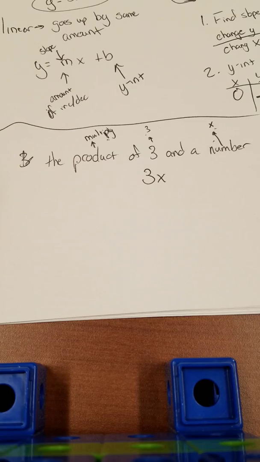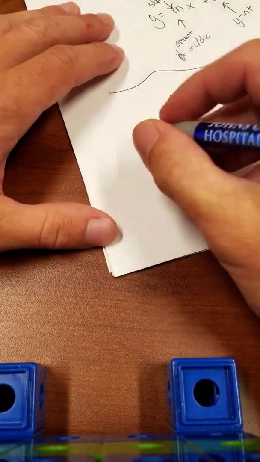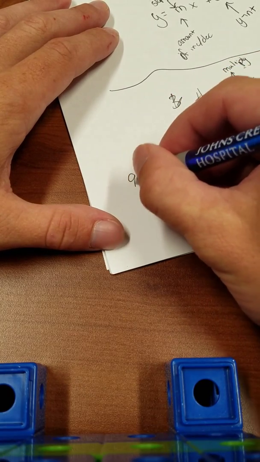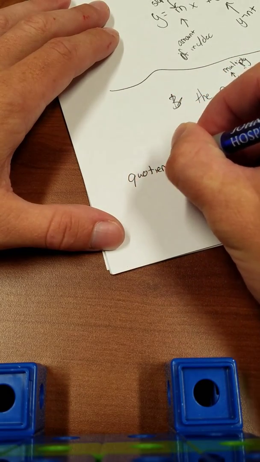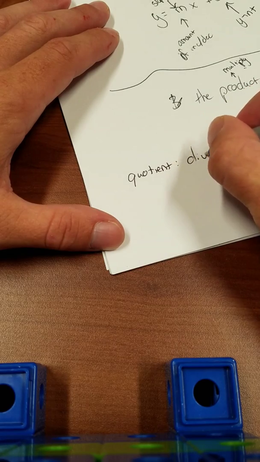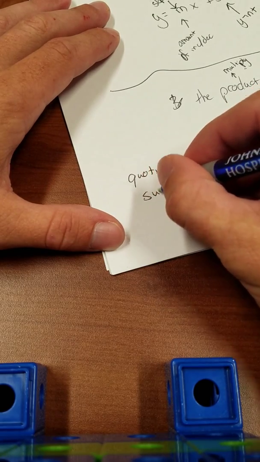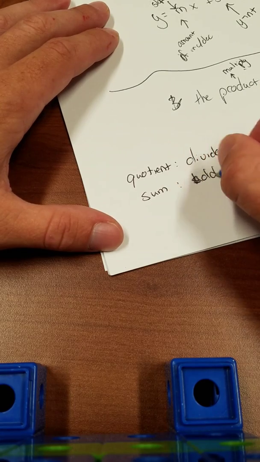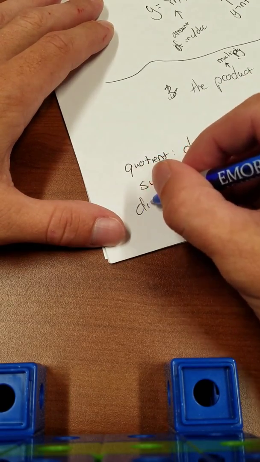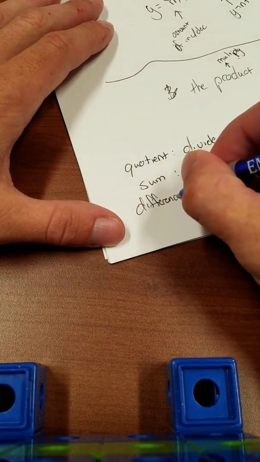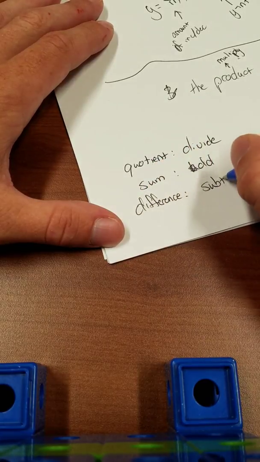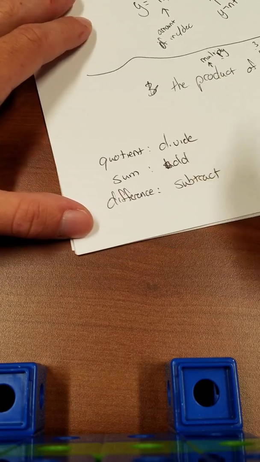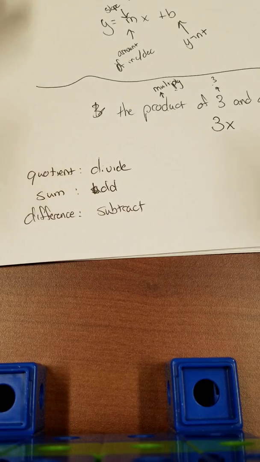So the important thing here is figuring out what these words mean. So a couple of words. If you see quotient, that means divide. If you see sum, that means add. If you see difference, that means subtract. And obviously product means to multiply. So those are pretty straightforward.